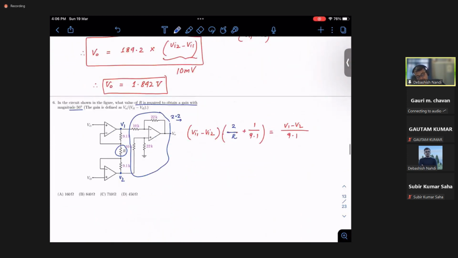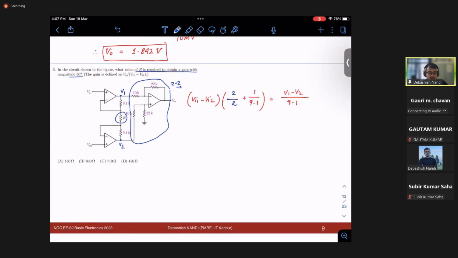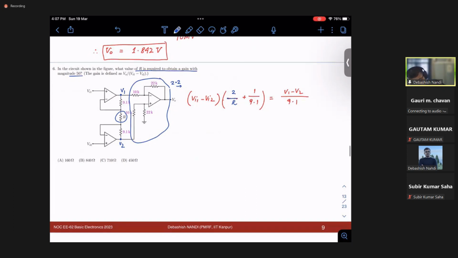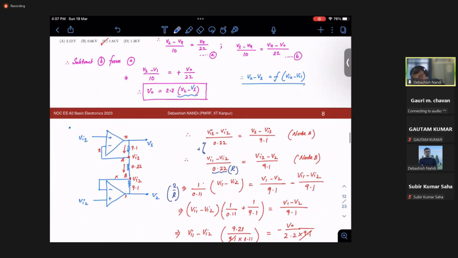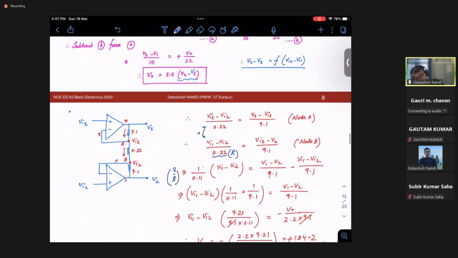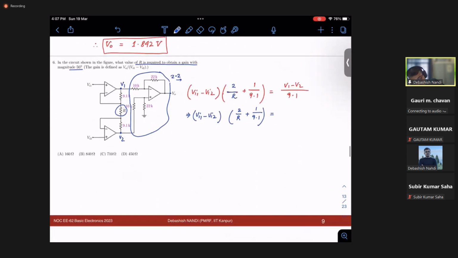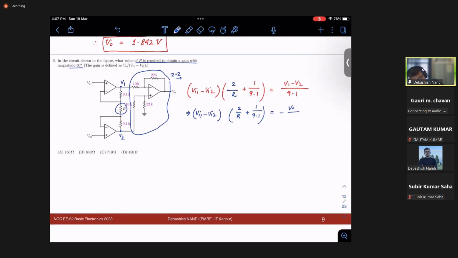So again, Vi1 minus Vi2 would be 2 over R plus 1 over 9.1. And what is your V1 minus V2? Your V1 minus V2 was minus V naught by 2.2, into 1.91. So what do they want us to find out? They want us to find out the gain.